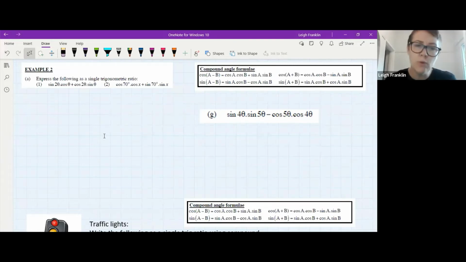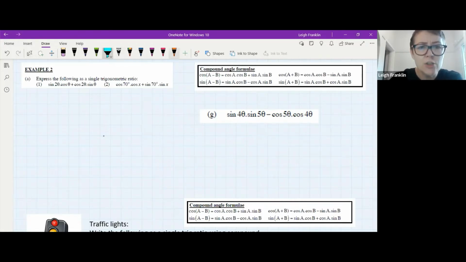The most important thing, matrix, is that you have to get your expression looking like the right-hand side of one of your compound angle formulae. Otherwise, you cannot turn the key in the lock to go back and write it as a compound angle. Okay, so that's really, really important.